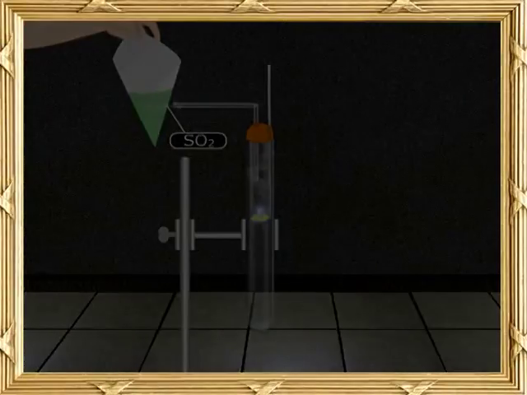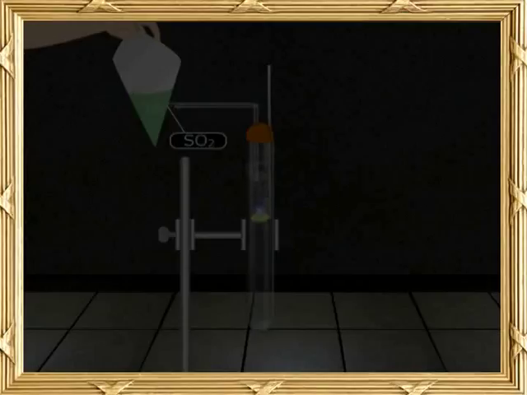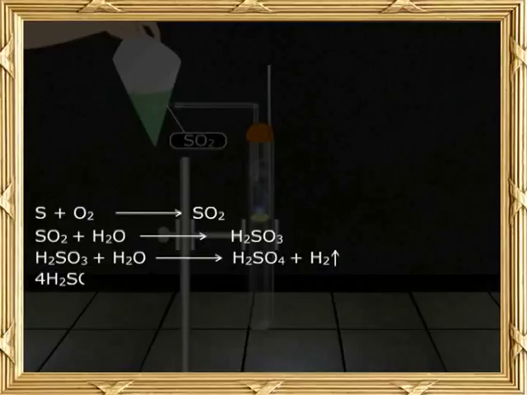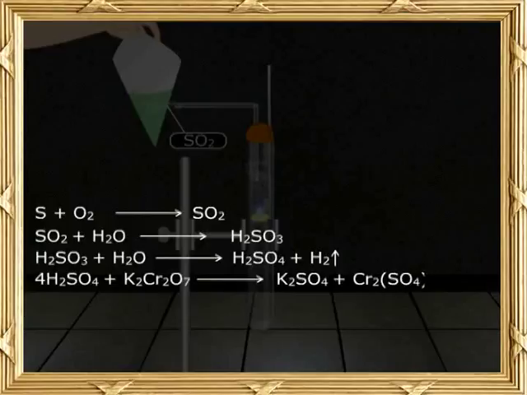The gas formed is sulfur dioxide. That is, sulfur plus O2 will give you SO2. Sulfur dioxide reacts with moisture to form sulfurous acid. This again reacts with water to form H2SO4. H2SO4 reacts with orange colored acidified potassium dichromate solution to give a green colored chromic salt and colorless potassium sulfate. Chromium sulfate, that is Cr2(SO4)3, is green in color.